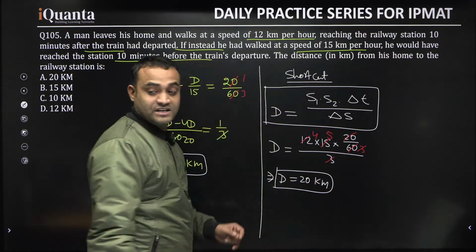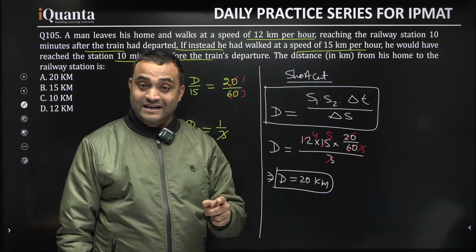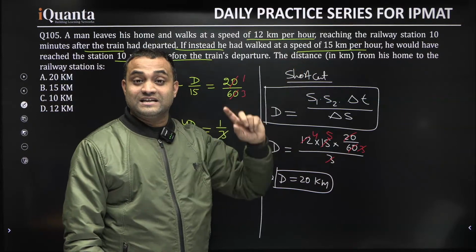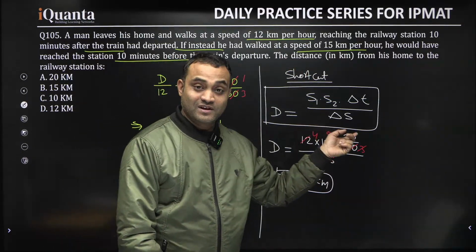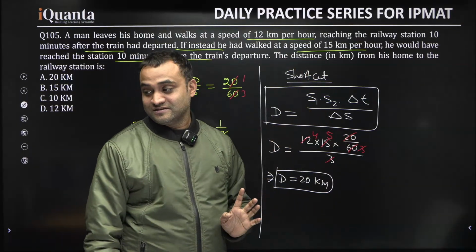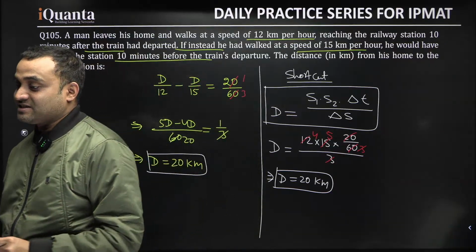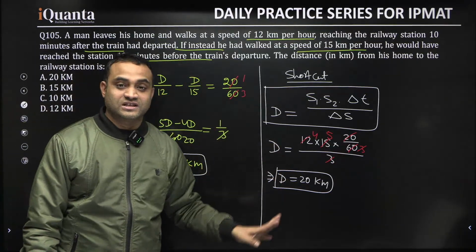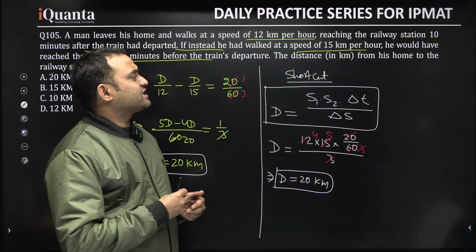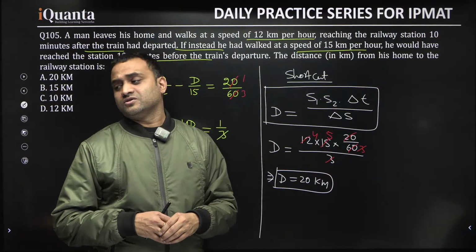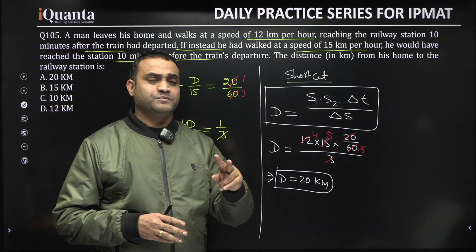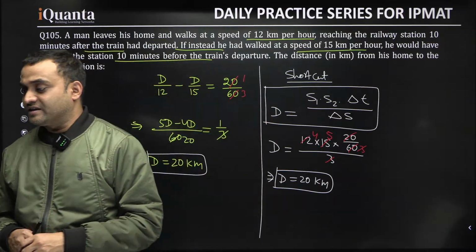So whenever you are getting two different kinds of speeds and there is a difference between the time, you can always use this shortcut, right? You will get the answer in one go, no need to solve any equation. You can use this formula in very different kinds of questions. Whenever you have two different speeds and you need to find the time, you can use that.